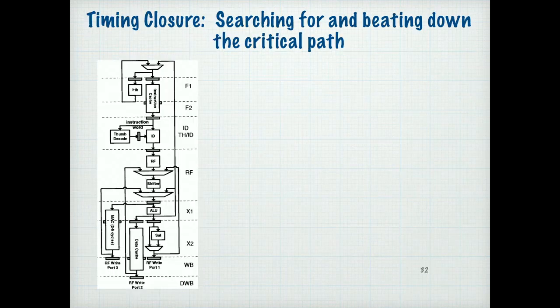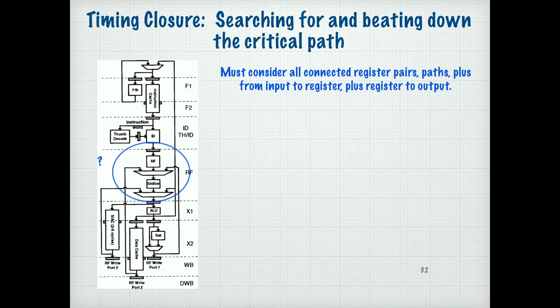Okay, so as a designer, there's a process that you go through called timing closure, and that's searching for and beating down the critical path. Timing optimization has to do with finding the slowest path and making it shorter somehow, or speeding up that path. So you kind of look around. You do this with the help of tools.